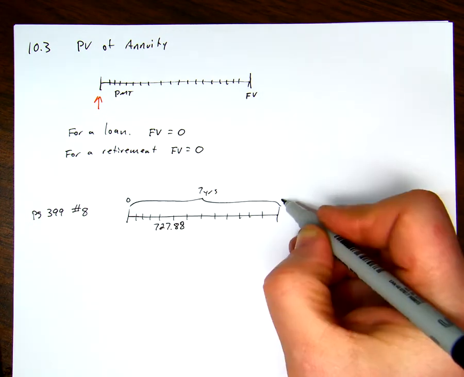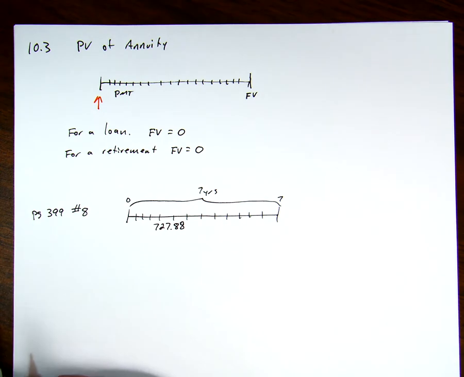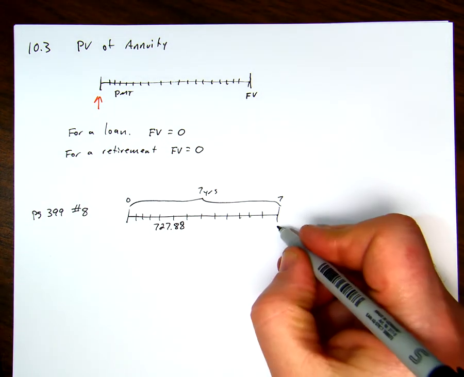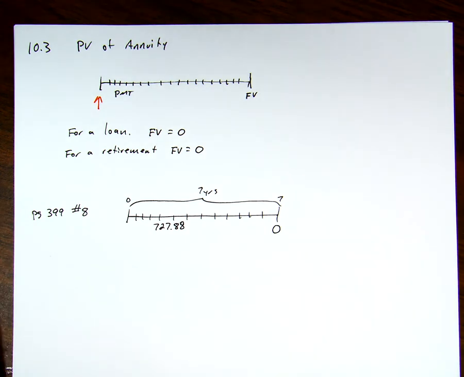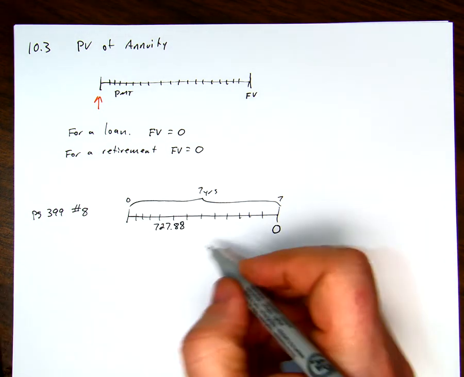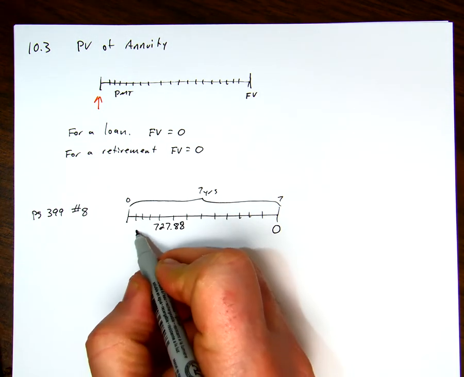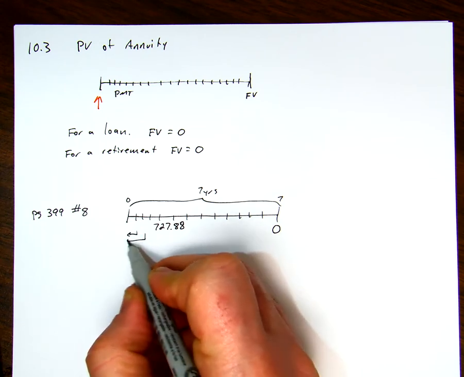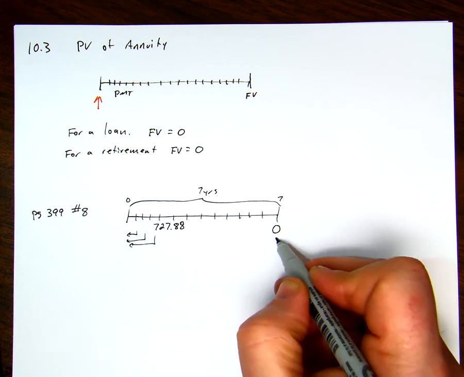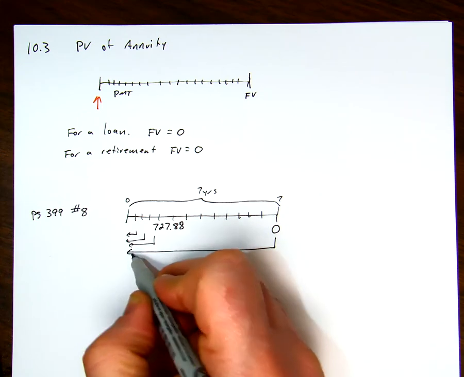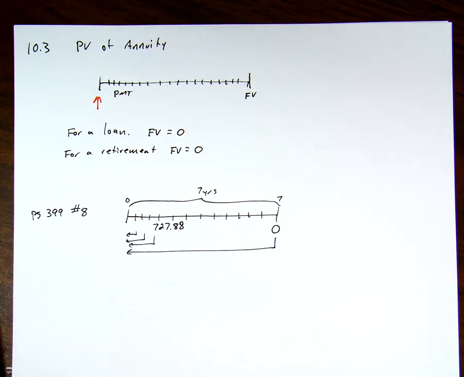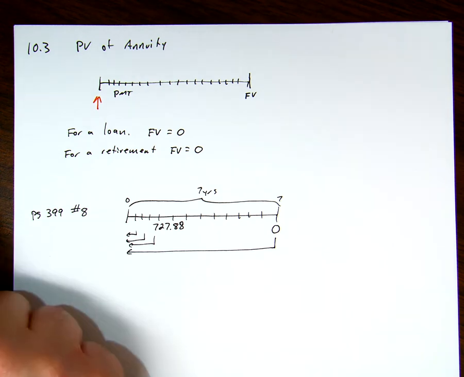This is year 0, this is year 7, and in the end, because it's a loan, its future value will be 0. At the end, you won't owe any additional money. The question is, how much was borrowed? So we have to take each of these payments, move it back in time to here, our future value, move it back in time to here. Luckily, our future value is 0. So we can simply use our calculator.